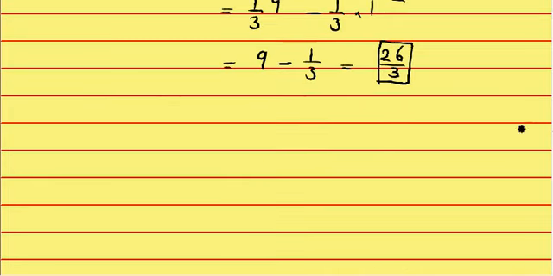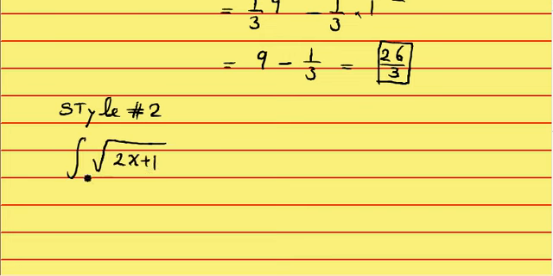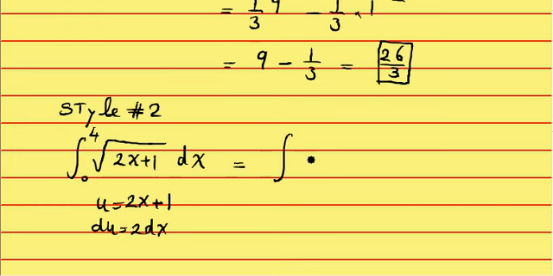Style number 2. Sometimes people prefer to do it like this. Let's start again. Same problem. Radical 2x plus 1 from 0 to 4 dx. Same as before, we take u to be 2x plus 1. du is equal to 2 dx. Now I substitute. Instead of that, I have radical u. Instead of dx, I have du over 2.